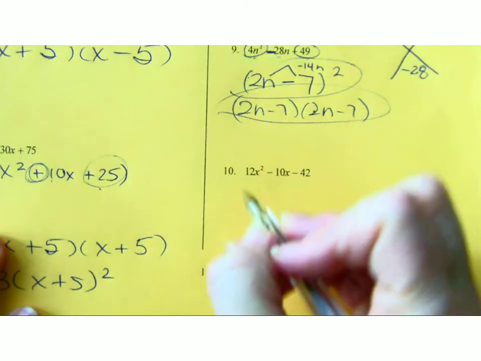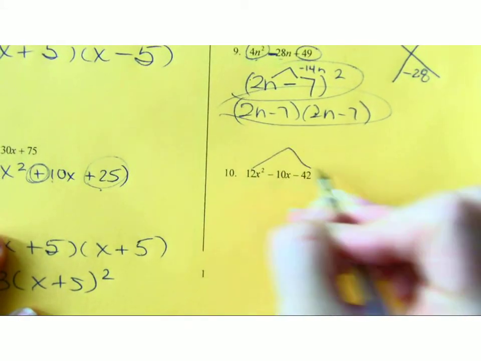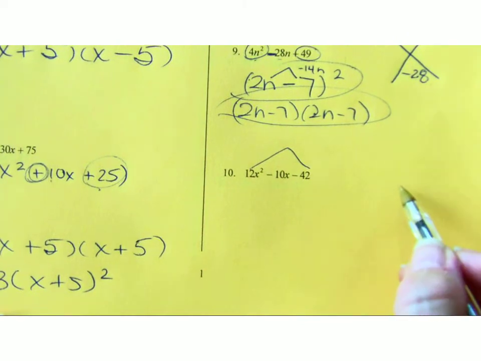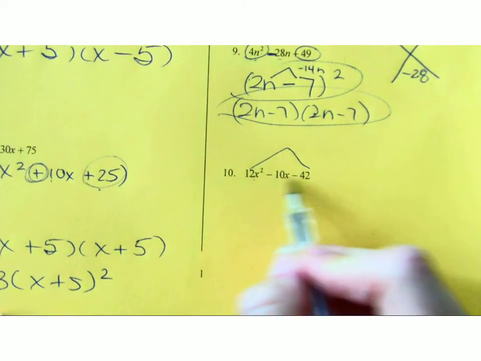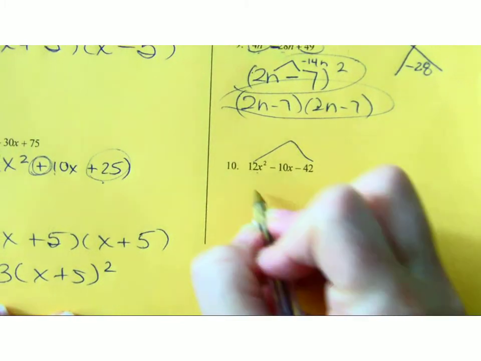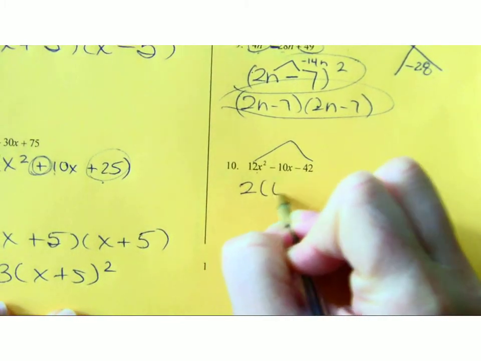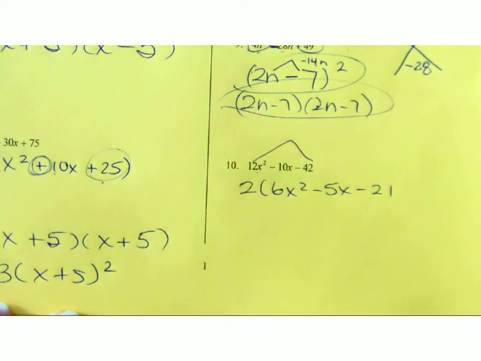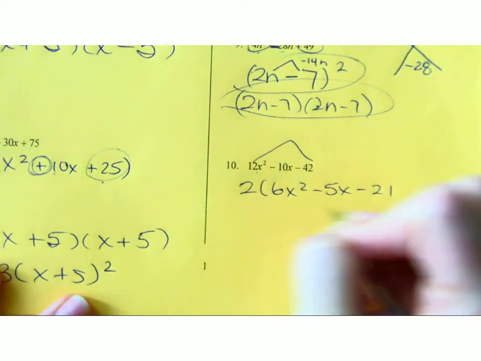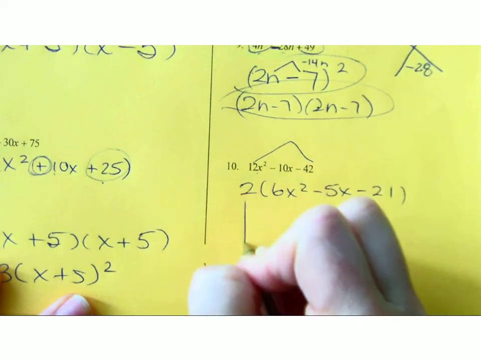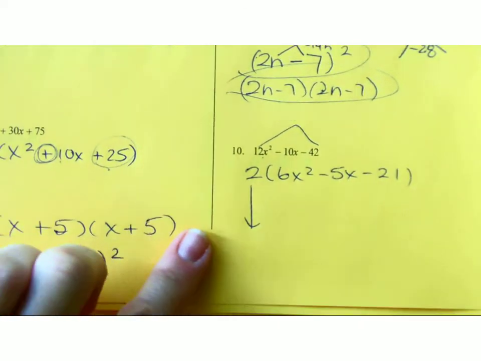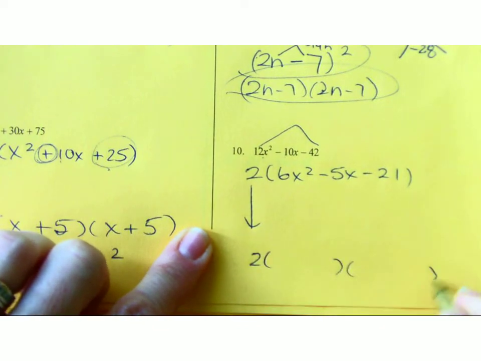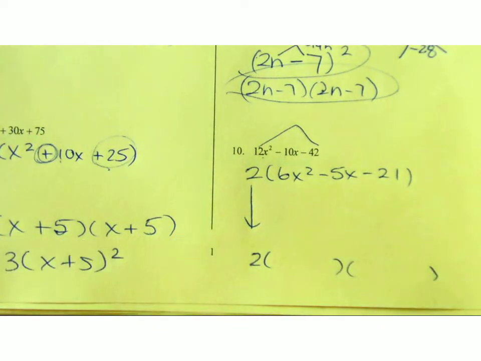Okay, last one, guys. Again, if you did 42 times 12, you were dealing with a big product. Factor a 2 out because these are all even numbers. When I pull a 2 out of here, I get 6x squared minus 5x minus 21. And then I have 21 times 6. And by the way, I think a lot of you didn't know what to do with that 2. It was kind of confusing. Ignore it. Once you pull that 2 out, it's a factor. It's part of your answer, but you don't need it.